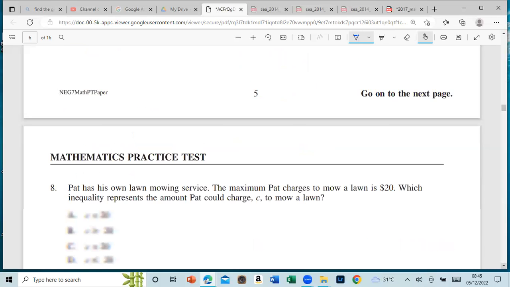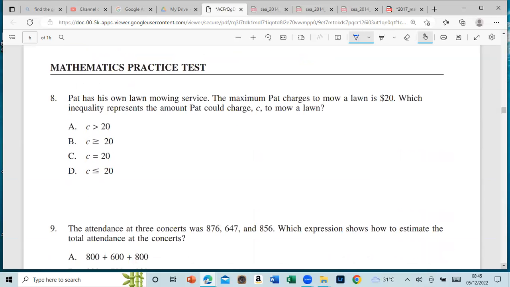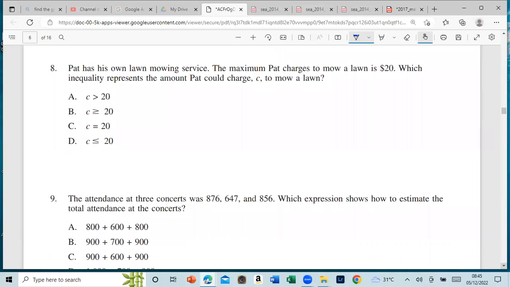Let's move on to number 8. It says Pat has his own lawn mowing service. The maximum Pat charges to mow a lawn is $20. Which inequality represents the amount Pat would charge to mow a lawn?